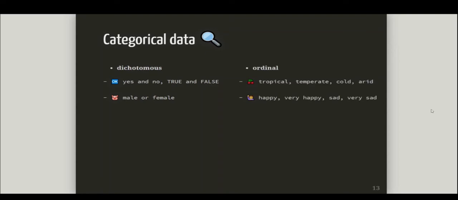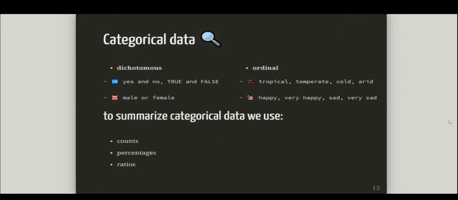The other type of categorical data is called ordinal, and this is the kind of data where we can group things. For instance, a fruit can be a tropical fruit or from a temperate country or cold environment or arid. We can also think about ordinal data like happy, very happy, sad, very sad, or the Likert scale information we often get. So how do we work with this categorical data?